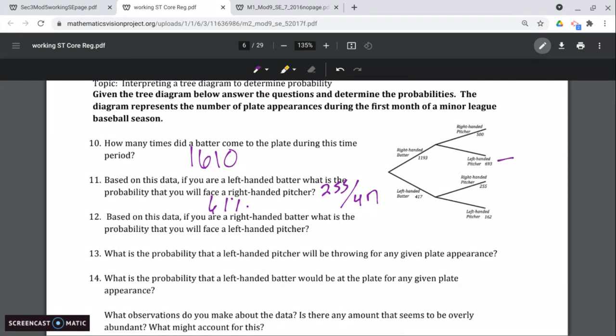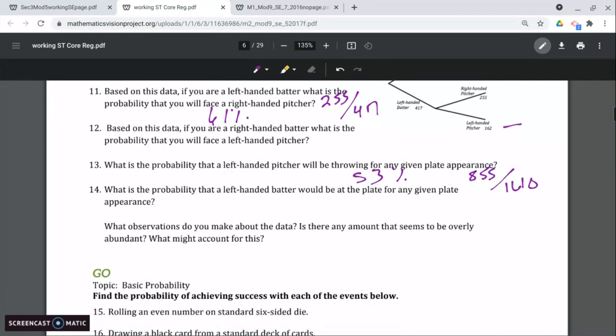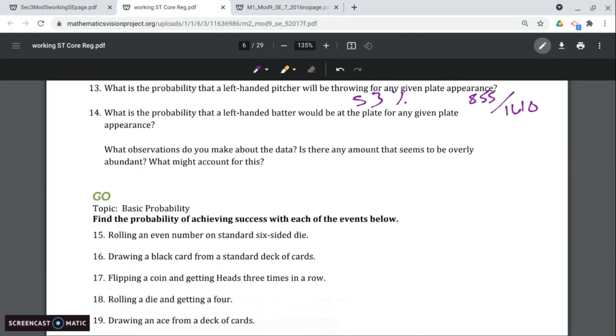We've got 693 and we've got 162. So if we take our 693 plus the 162, we get 855. So we're going to have 855 out of our 1,610. Divide that, and we end up with 53%. So you're going to finish out 14 and what observations you make about the data.